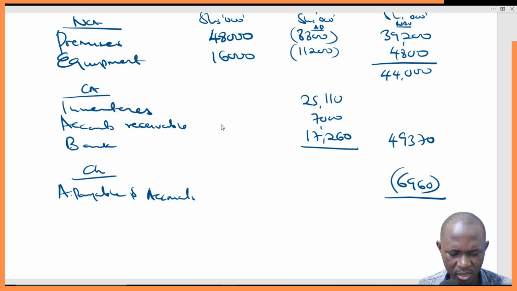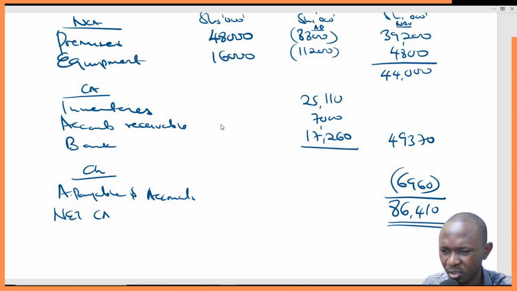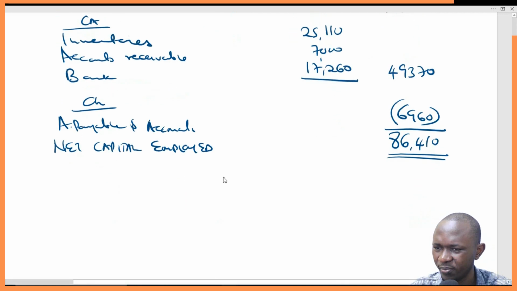So now that we have chosen this route, what is the answer here? The answer there will be 44,000 plus 49,370 minus 6960. This gives you 86,410. This becomes our net capital employed. That is non-current assets plus current assets minus current liabilities.